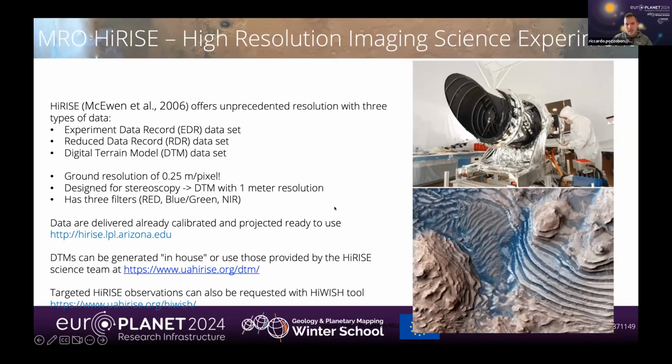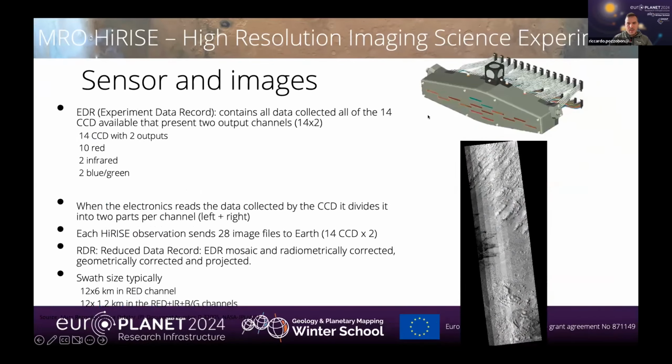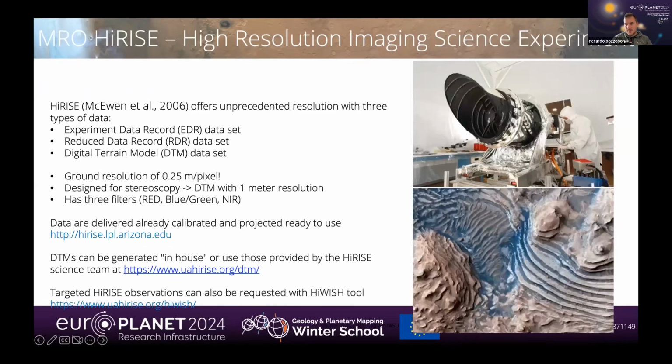And how does it work? This is the sensor of the camera. By the way, the telescope is huge. You see, this is a person. This is a telescope. The mirror of the telescope is 70 centimeters large. So it's really a big deal. And this is the whole instrument. So it's basically as large as a satellite.